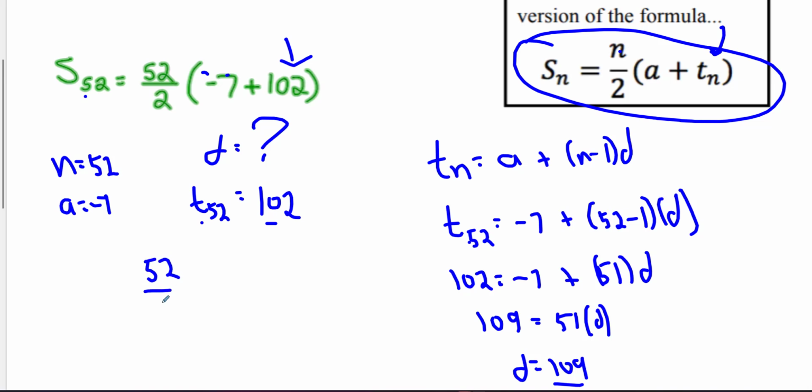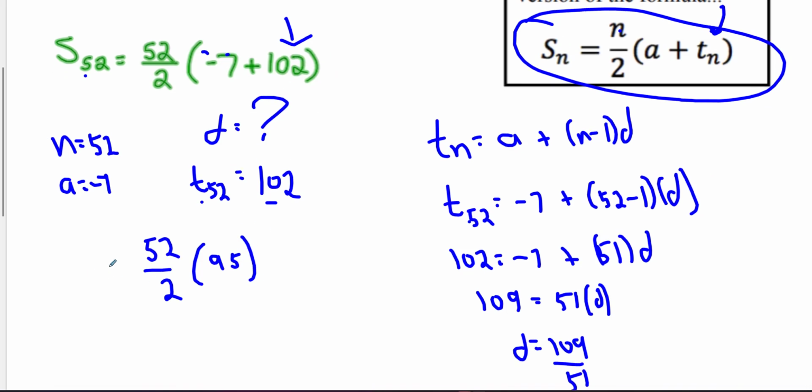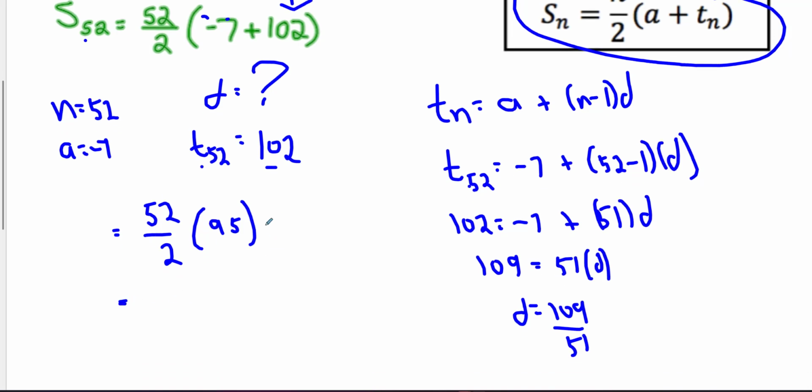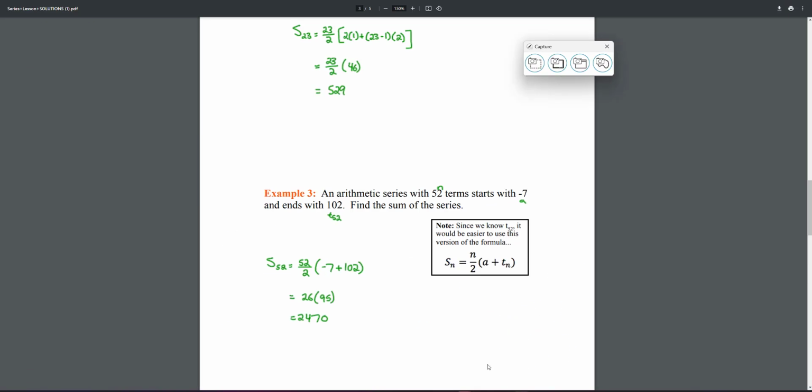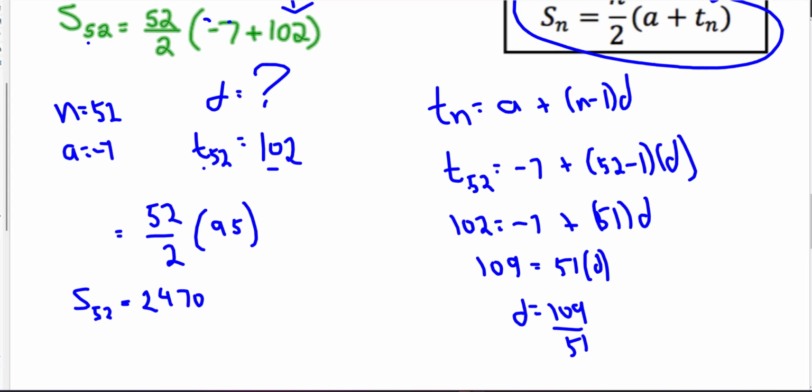And just solve it. So that's 52 over 2. That's going to be 95, I believe, because negative 7, yeah, 95. And now you multiply. So what is this? 52 times 95 divided by 2. And that is equal to 2,470. That means if I add up all the terms in that pattern, in that sequence, I'll get 2,470. And that's it. That's all you gotta do.